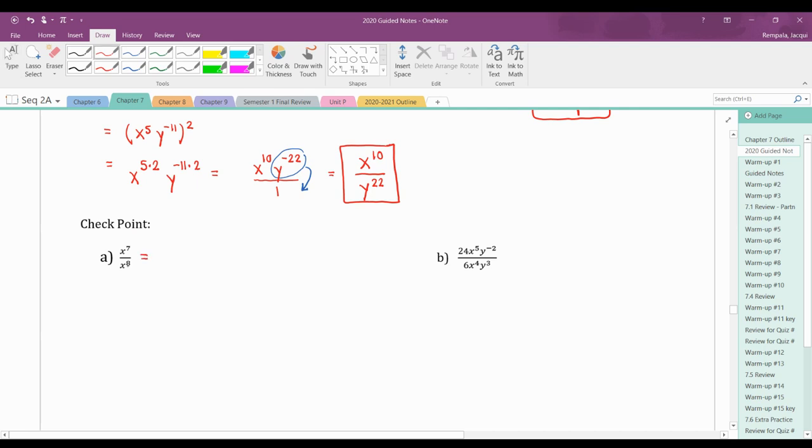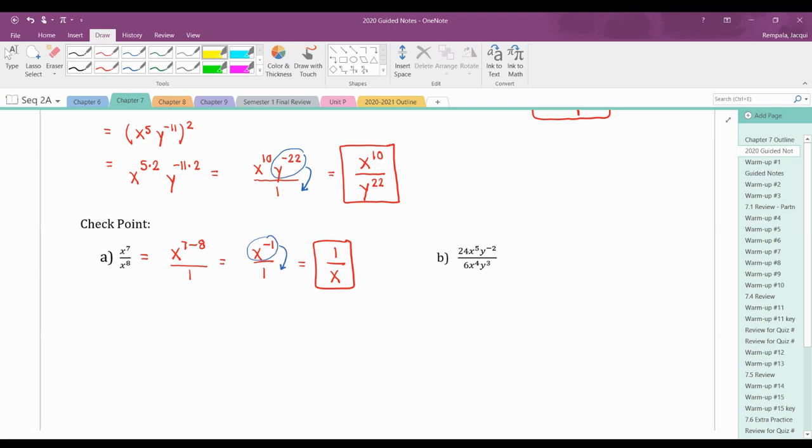Let's take a look. Because I have the same base, I get to keep the base, and division means I take 7 minus 8. This is technically on the top, so it's all over 1. Well, 7 minus 8 is negative 1. I cannot have negative exponents, so I get to move that down to the bottom, which means that my final answer should be 1 over x.